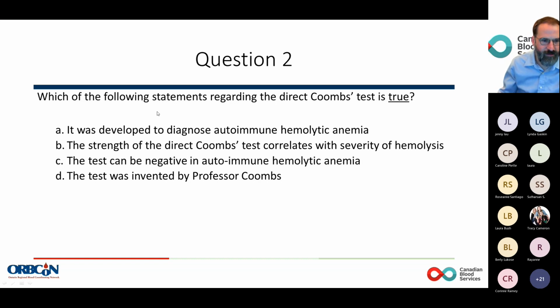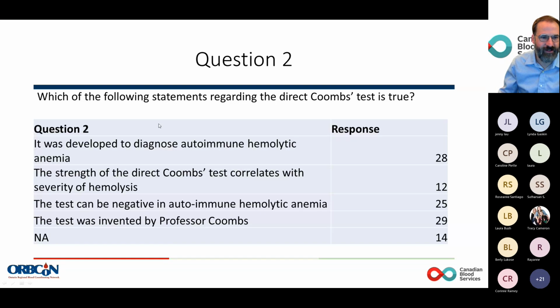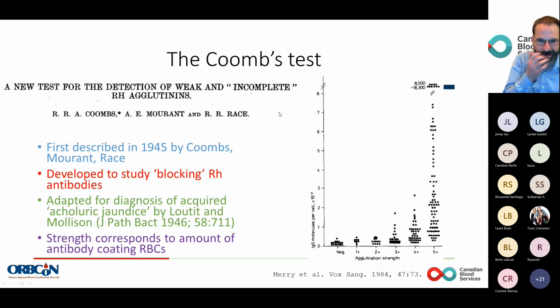As forewarning, I don't think anyone's going to like me when they hear the answer to this one, but go through it. So fairly split responses. 28 people think it was developed to diagnose autoimmune hemolytic anemia was the best answer. 29 saying it was invented by Professor Coombs is the best answer. The test being negative in autoimmune hemolytic anemia is the next best, and then strength correlating with severity of hemolysis by a few people. So a bit about the Coombs test.